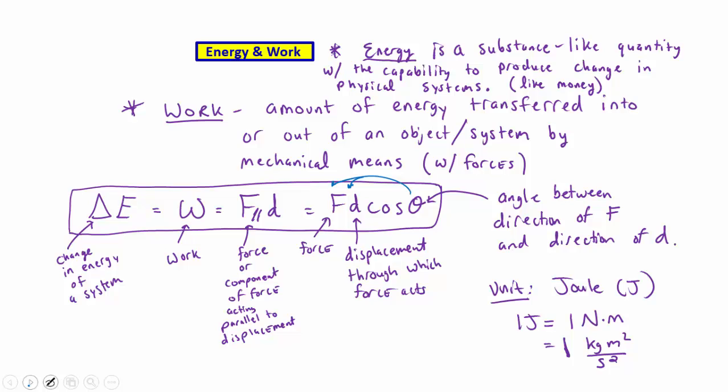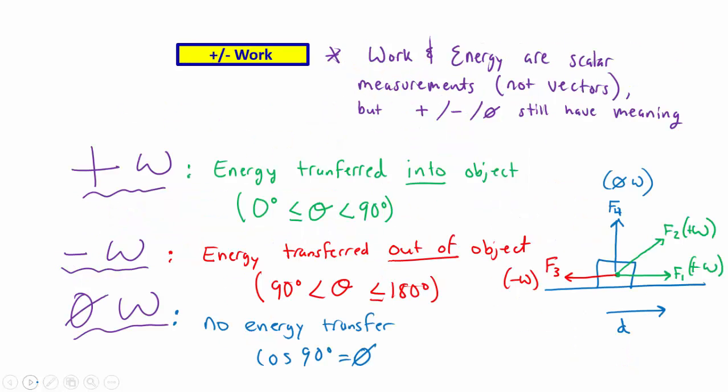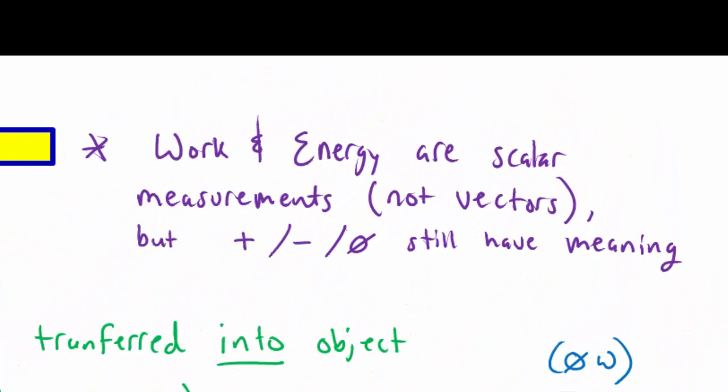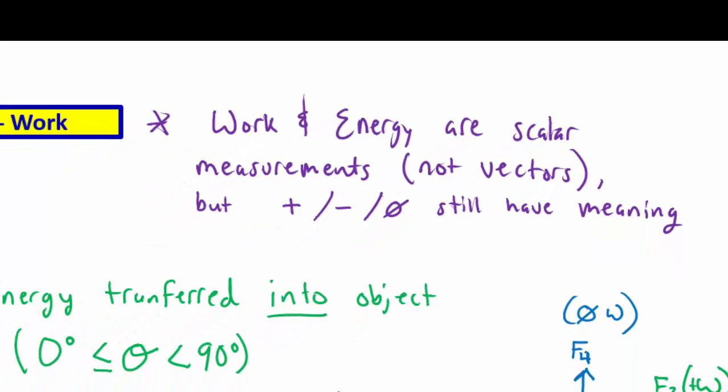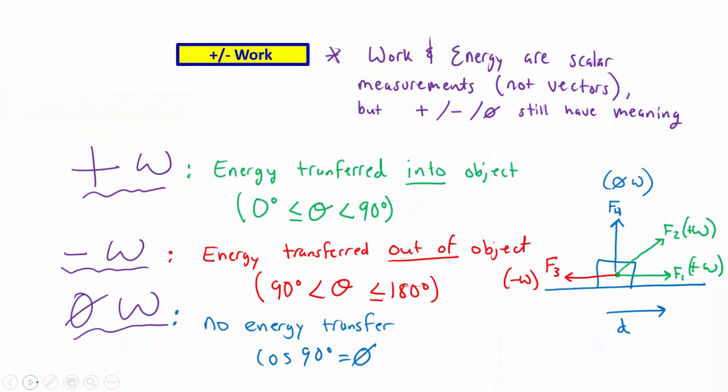Okay, so we're going to talk a little bit about the different signs of work. Work and energy are scalar measurements. They're not vectors. But the positive, negative, or zero values of work still have meaning. So positive work, think of it like you're getting money in your bank account. I put it in green here so you can see that energy is transferred into an object.